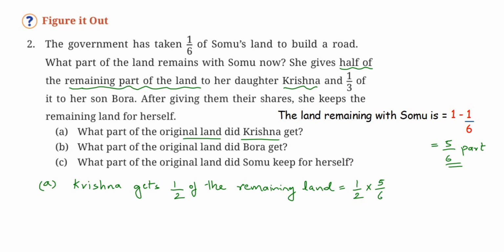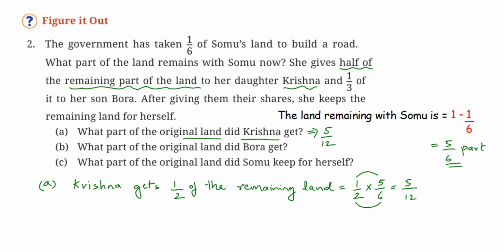Now you have learned how to multiply fractions. You have to multiply the numerators and denominators. If possible, first you have to simplify. Here we cannot simplify because 5 is a prime number. It's not divisible by any number except itself. So we cannot cancel this. So multiply. 1 times 5 is 5 and 2 times 6 is 12. So Krishna will get 5/12 share of the land. Let me write here 5 by 12. This is Krishna's part. She gets this much land.